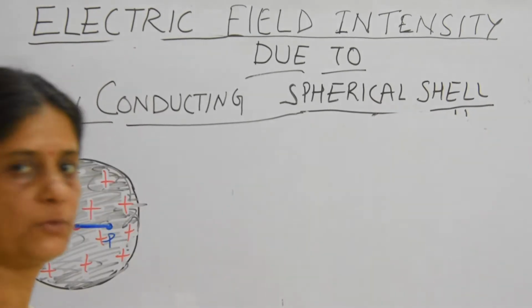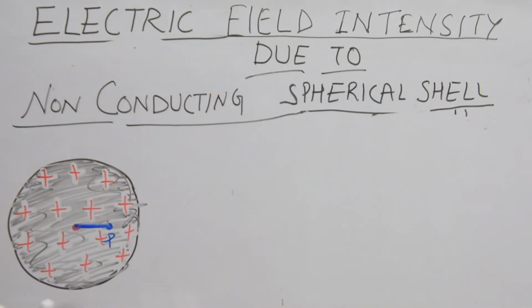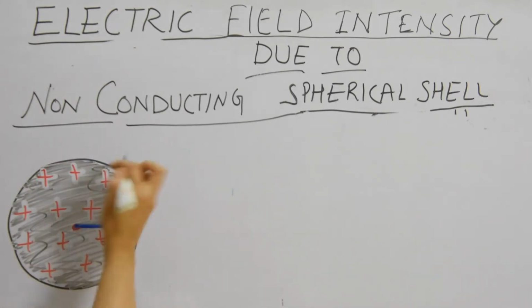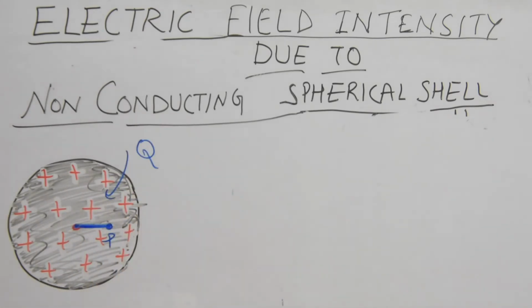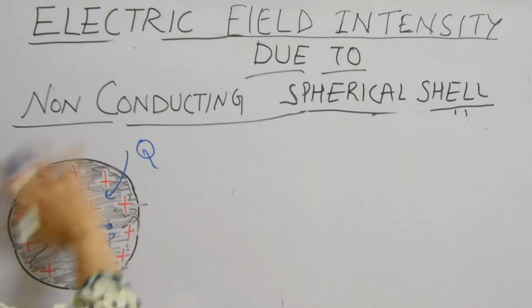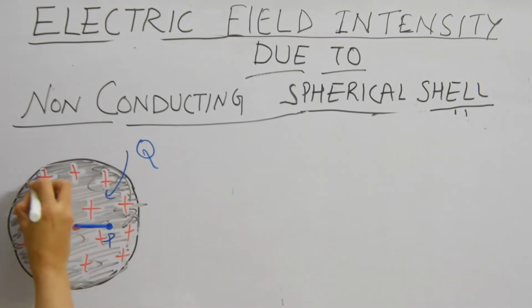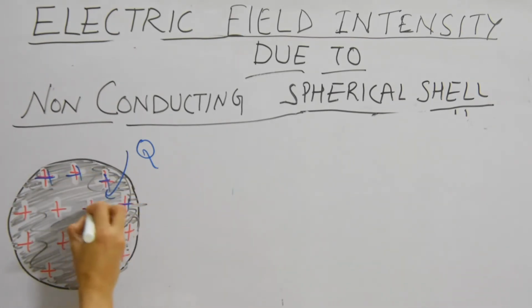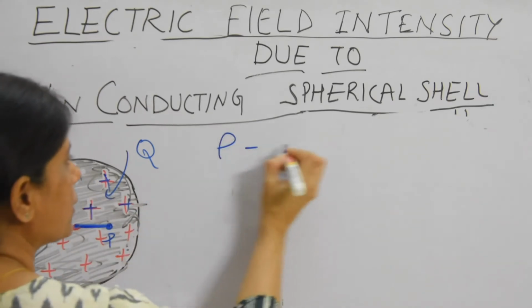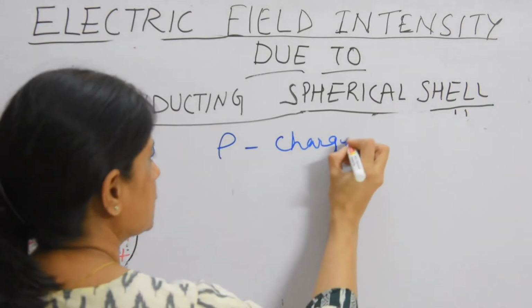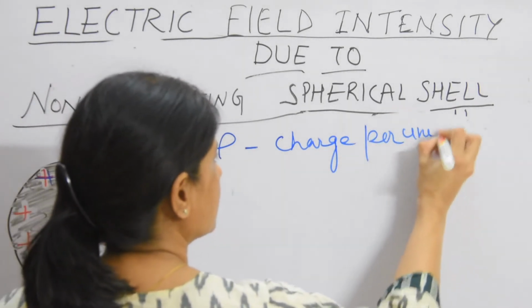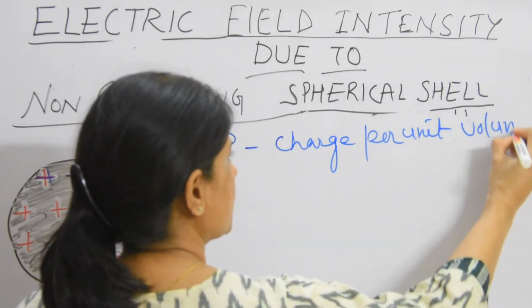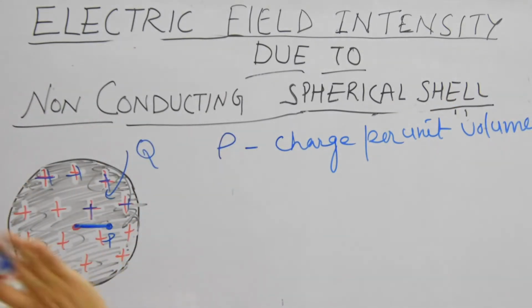Now we have to calculate the electric field intensity due to this non-conducting spherical shell inside, at the point P. Our steps would be the same. The charge given to this shell is capital Q, and this charge Q is uniformly distributed throughout its volume, and we also know that rho is charge per unit volume. Now we will follow the same steps.